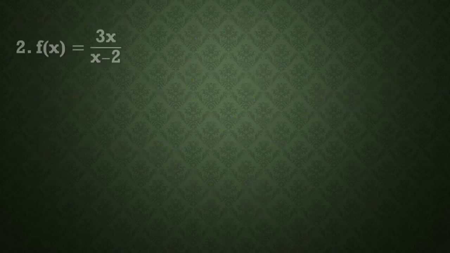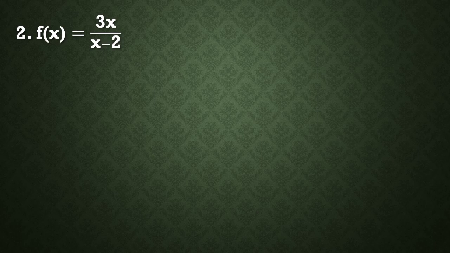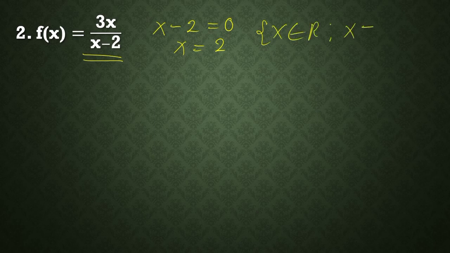So, for example number 2, we have f of x is equal to 3x over x minus 2. So, yung x minus 2, equate natin sa 0 para makuha natin yung domain or yung value ng x na kung saan magiging undefined yung function. So, magiging x minus 2 is equal to 0. And then, we add 2 to both sides. So, x equals 2. So, ang domain natin dito, x is an element of R wherein x should not be equal to 2. Now, what about the range?